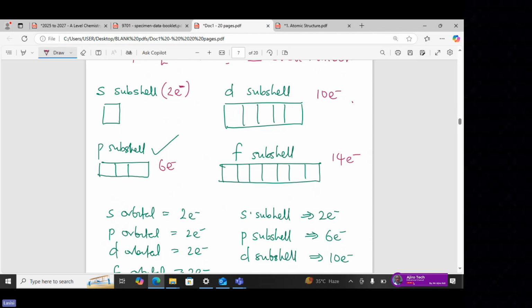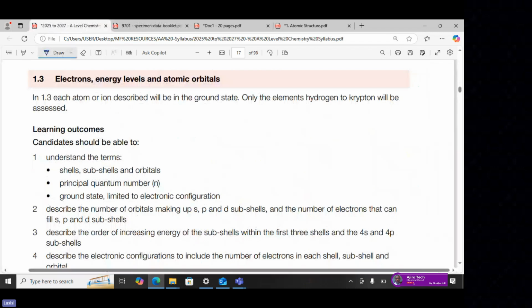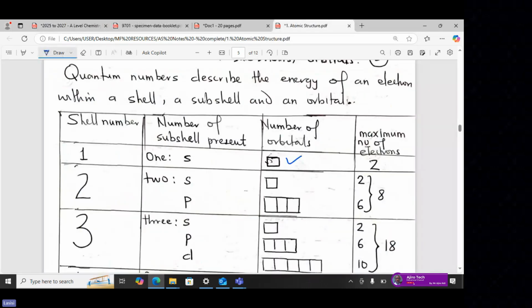Now go back to this table. It may not make sense to you yet, so look at this table now. Shell number 1 has one subshell, which is S subshell. S subshell contains only one orbital. Therefore, shell number 1 can only hold a maximum of 2 electrons.